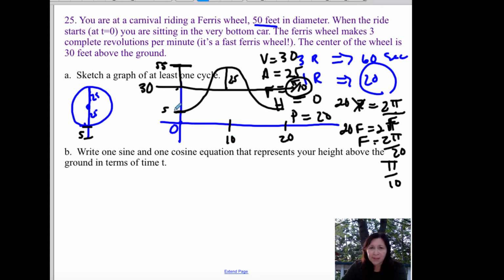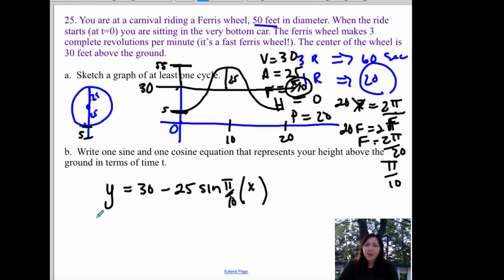Okay, so if I make this a negative sine wave, it's going to be y equals vertical shift 30 minus, because it's a negative sine wave, amplitude is 25, sine, frequency is pi over 10, times the quantity, horizontal shift, so x minus nothing, which is just x.